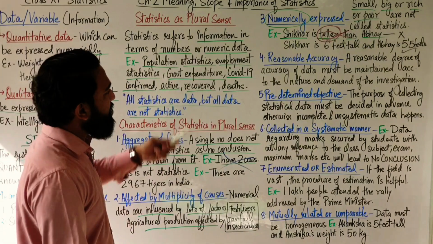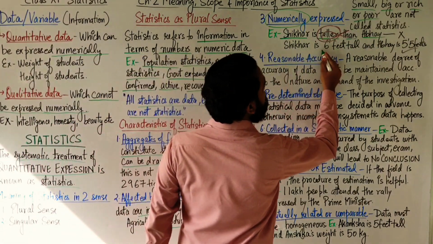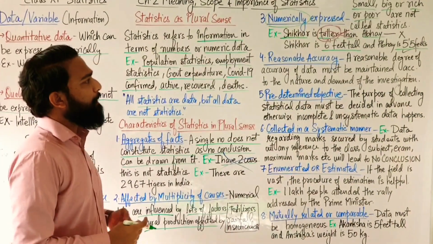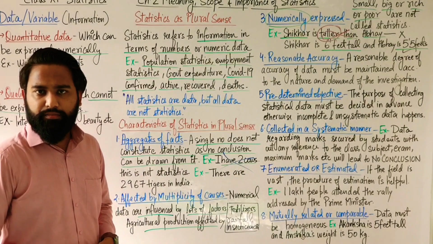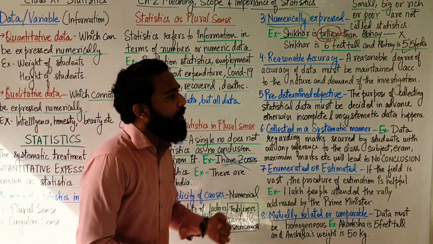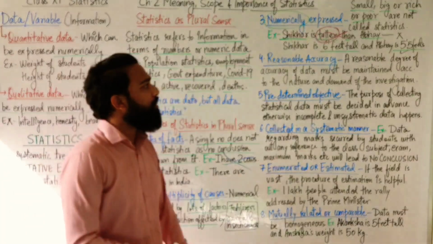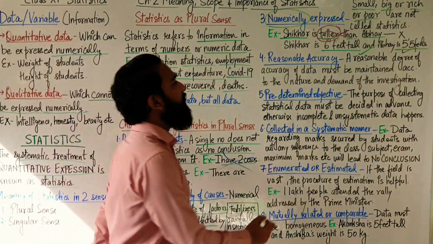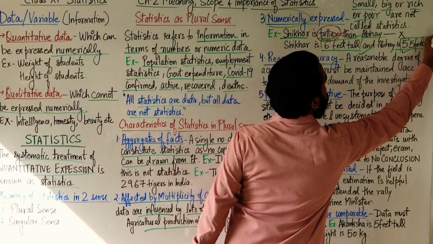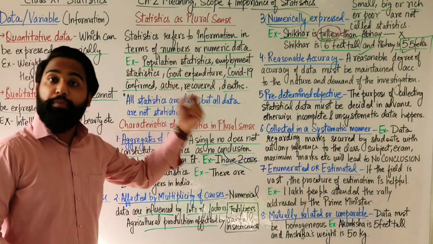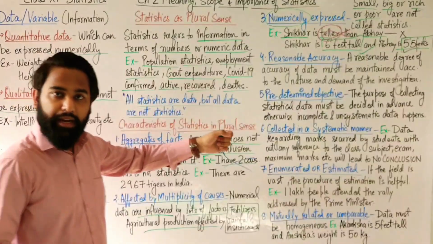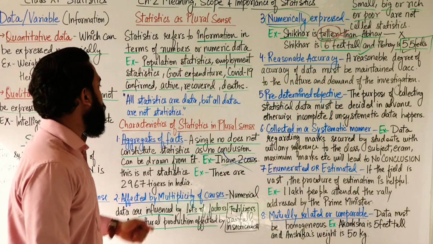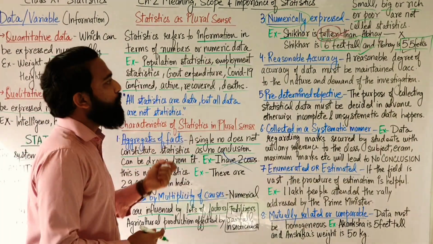Now, let's talk about the second example. Shikhar is 6 feet tall and Abhay is 5 feet 5 inches tall. Now, is this statistics? Yes, this is statistics because here we have numerical data. The data is expressed numerically, so we can easily compare it. Now this is the numerically expressed data, and that's the third characteristic of statistics in the plural sense.